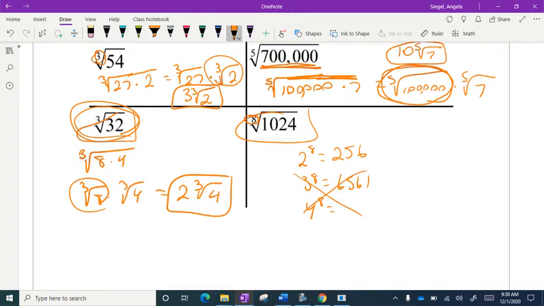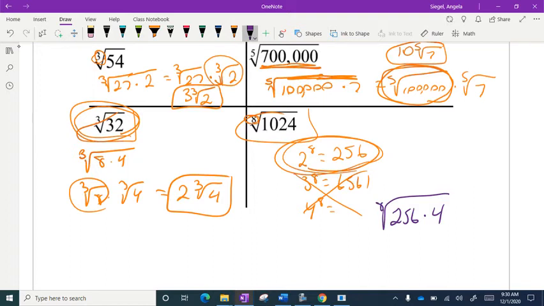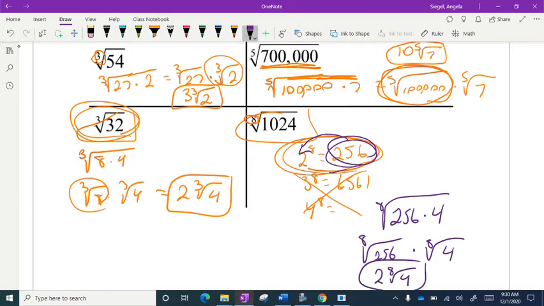So I know that these are going to be too big. And if 1024 has a perfect 8th power factor, it's going to be 256. So I'm going to say 1024 divided by 256. And sure enough, 256 times 4 is 1024. So that's my thought process there. So I'm going to split it up. The 8th root of 256 and the 8th root of 4. We know the 8th root of 256 is 2, so my answer is 2 8th root of 4.